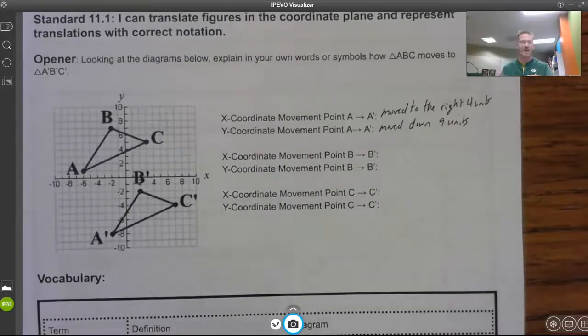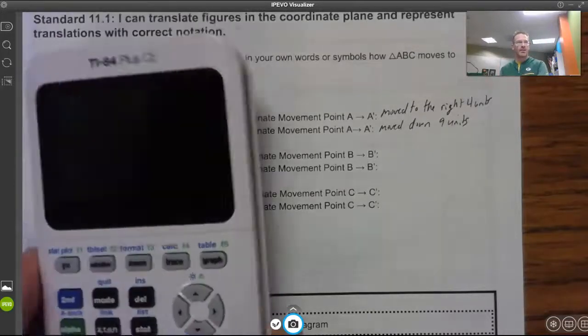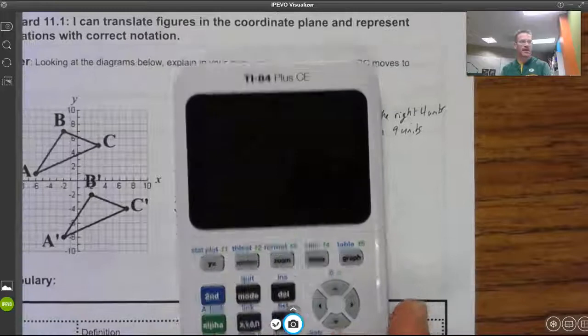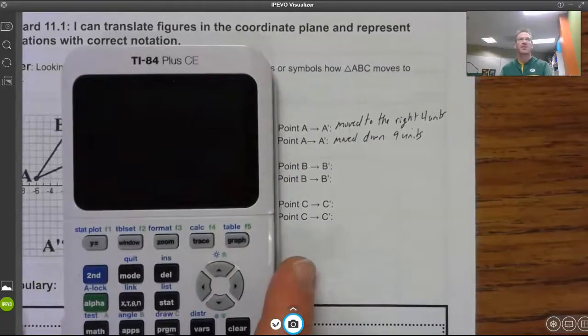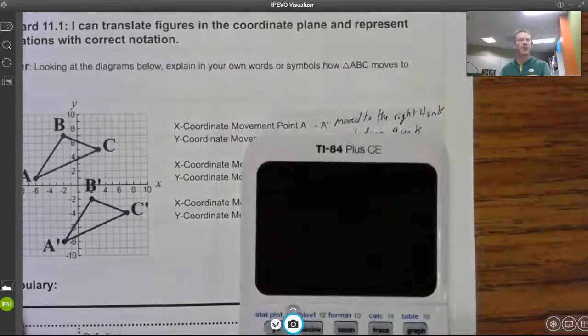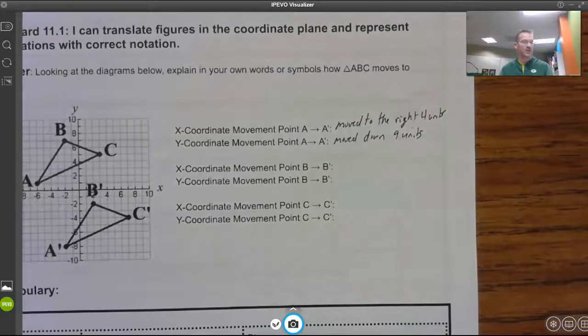A translation is basically where we just slide our figure in the coordinate plane. It doesn't change shape, it doesn't change size, it doesn't flip, it doesn't rotate. It's the same figure, but we just move it around. Just like if I take my calculator here and slide it around and move it around, the calculator stays the same shape, same size, and has the same orientation. That's really what a translation is.